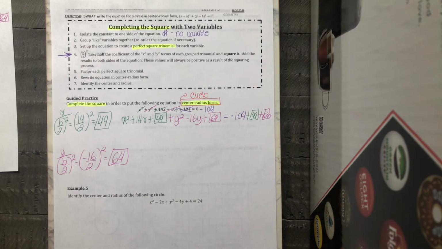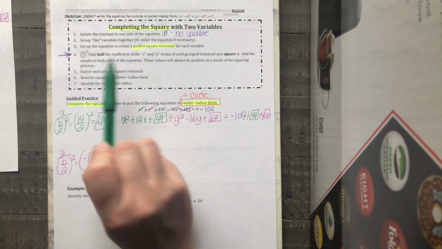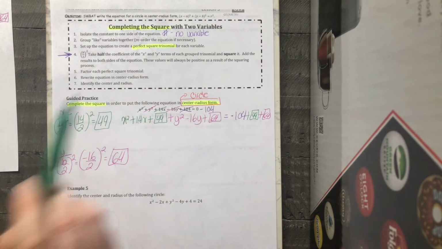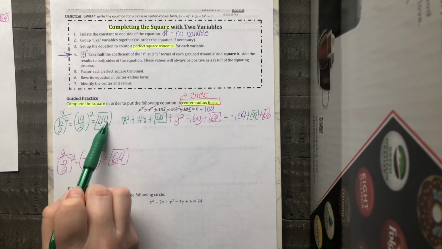All right, there's a little song that we're going to be singing. It's going to be half it and square it. Half it and square it. Sing it with me, guys. Half it and square it. Half it and square it, right?